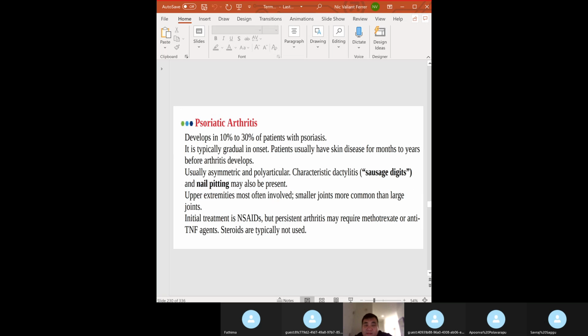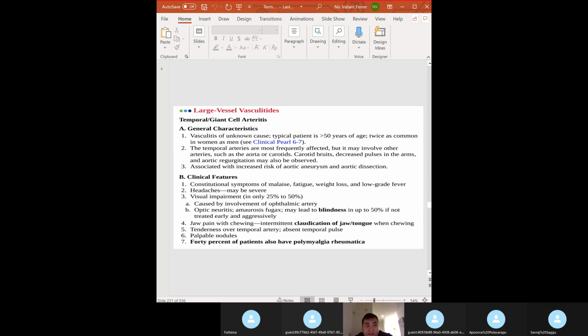Psoriatic arthritis. If you have psoriasis, you can have this disease. What's the characteristic? High yield, sausage digits, dactylitis, and nail pitting may be present. What's the treatment? NSAIDs. Steroids are not typically used.